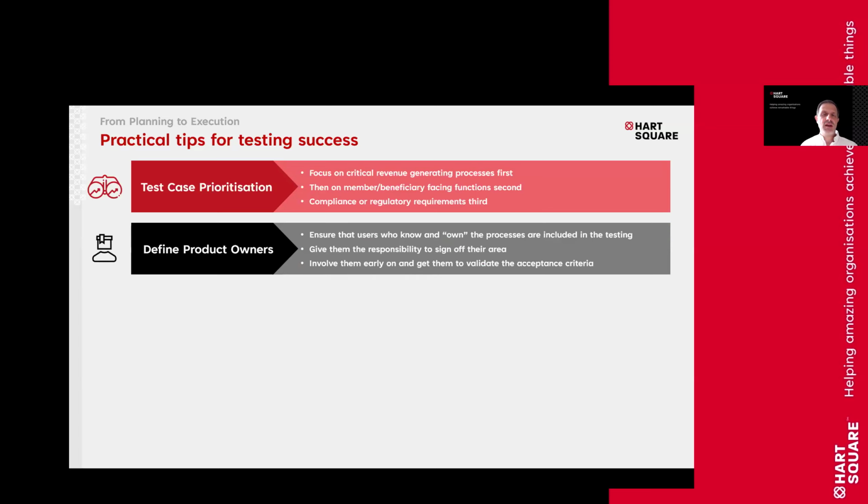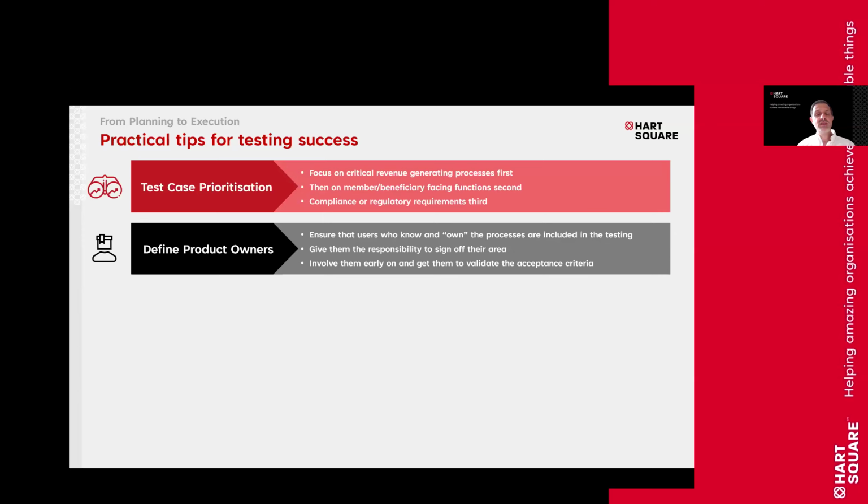Define product owners. I think this is an area that is a kind of evolution of how projects have evolved. And I think we're seeing this is improving, but you need to define product owners, people within your team who are going to take responsibility for the features. They have to when they're live. And so they really should be trying to take responsibility for them when they're in project and absolutely when they get to UAT. So ensure that the users know and own the processes that are included in the testing.